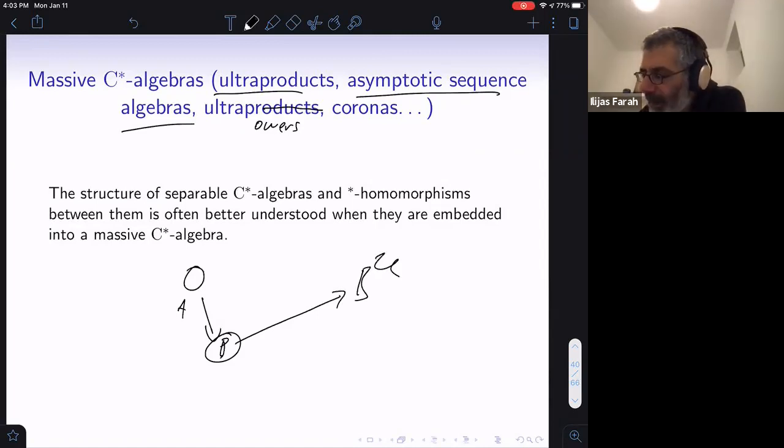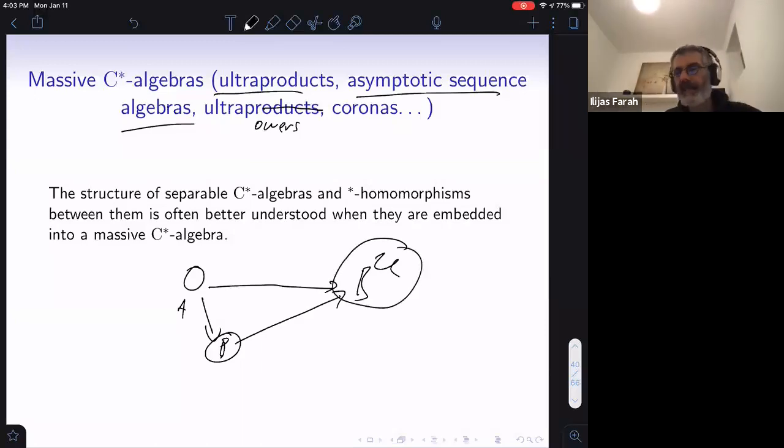And look at embedding of A into that big thing. So these B to Us are what I call massive C-star algebras. And one gets to understand separable algebras much better by the way that they are sitting inside these massive algebras, because these massive algebras have some quite remarkable properties.